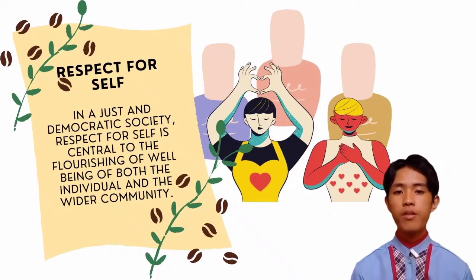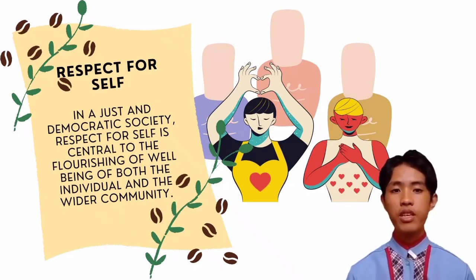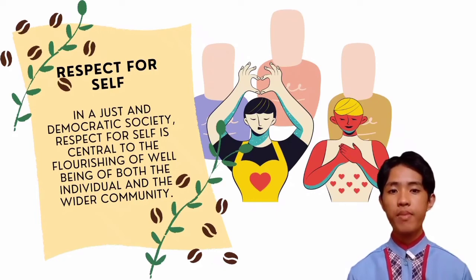Respect for self. In a just and democratic society, respect for self is central to the flourishing and well-being of both the individual and the wider community. Respecting oneself brings both the capacity to act autonomously and to be self-motivated. It is an essential prerequisite to have respect and concern for others.